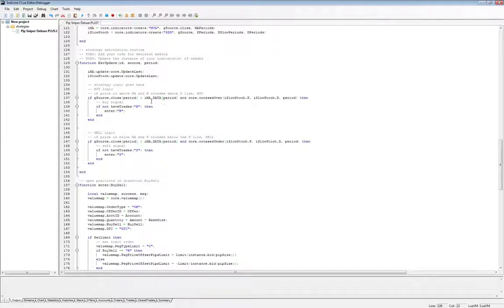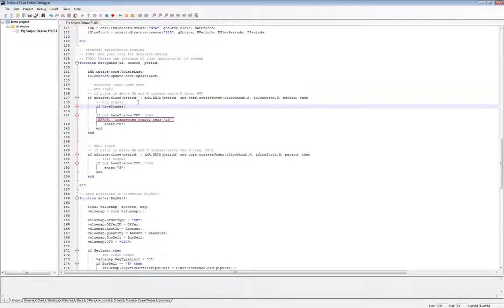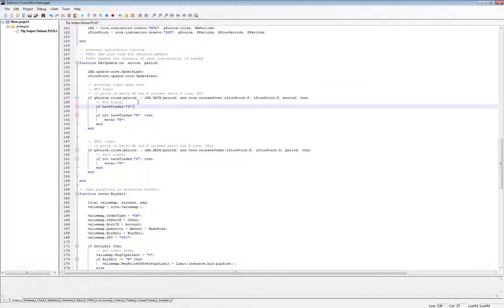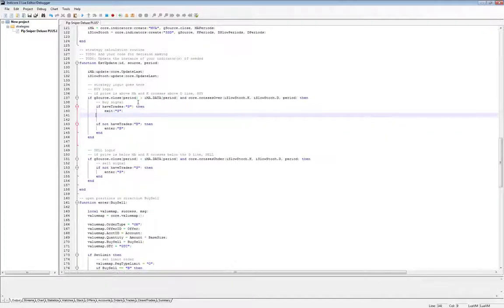So whenever we get a buy signal, the first thing we need to do is see if we have any sell trades that need to be closed out before we open a buy position. To check to see if we have any sell trades, we can use the have trades function that we just learned about. So if have trades, specifically sell trades, then we want to exit those sell trades. And then, just like before, if we don't have any buy trades, we'll open up a buy trade.